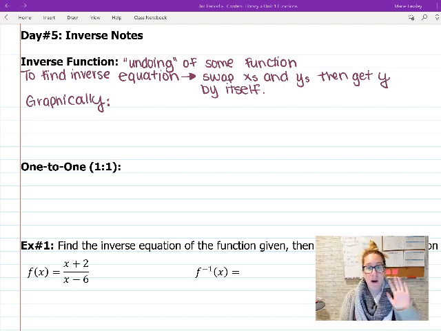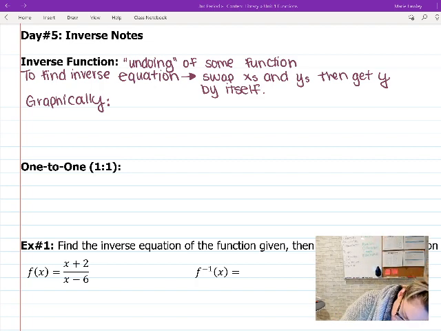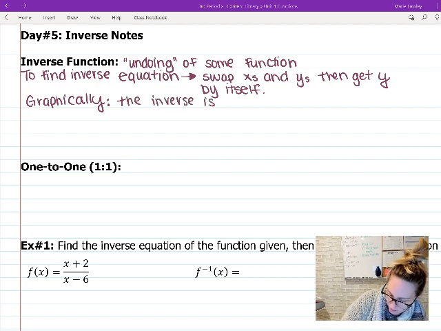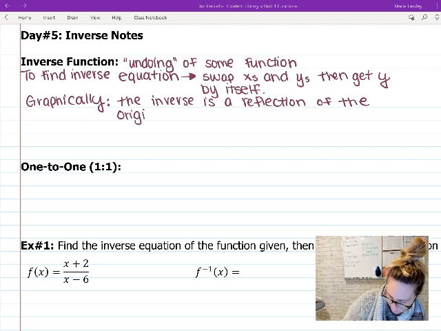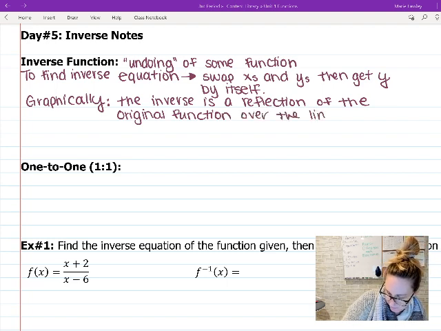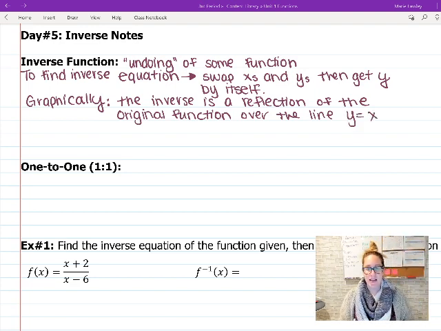All right. Now, if you have a function and its inverse both graphed, what it's going to look like is a reflection over the line y equals x. So the inverse is a reflection of the original function over the line y equals x. And that's that diagonal line that goes straight through 0, 0, and has a slope of 1.